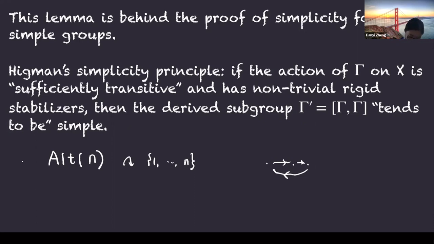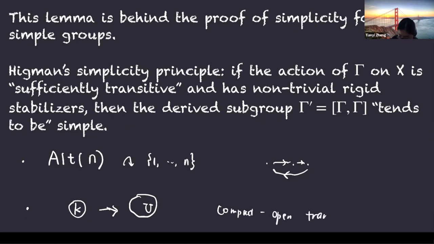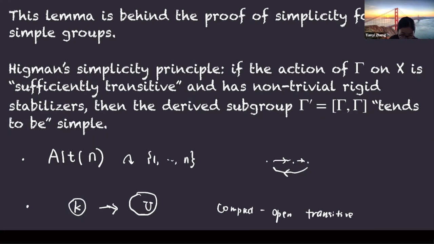Another example that people use for sufficiently transitive is what's called compact open transitivity, where you can push any compact set into an open set. Here I don't want to get into more precise statements, just to say that this easy lemma is very useful in proving simplicity in many situations.